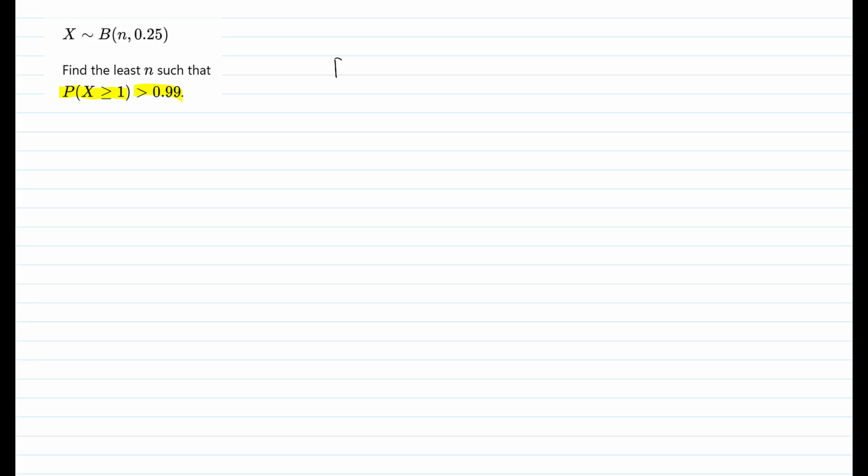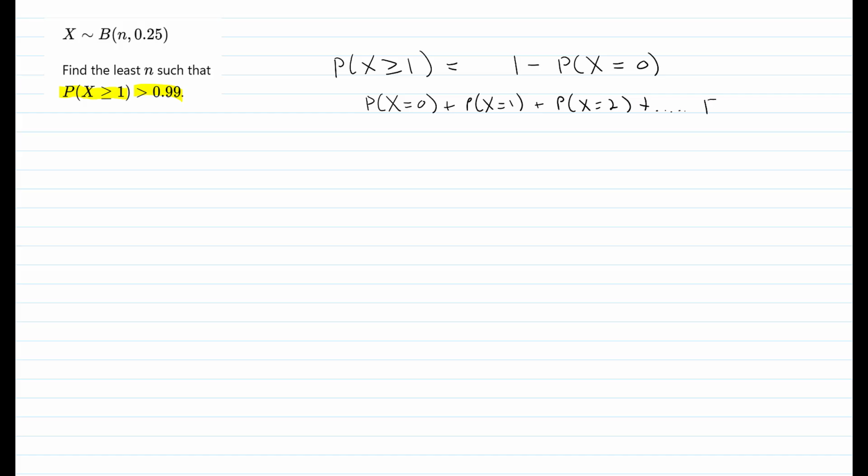So the probability that X is greater than or equal to 1, well, that is going to equal 1 minus the probability that X is equal to 0. So just remember, all the probabilities must sum to 1 in the probability distribution. So if we had, say, the probability X equals 0 plus the probability X equals 1 plus the probability X equals 2 plus, and we don't know how many we've got, but all the way up to the probability X equals n, that must equal 1.